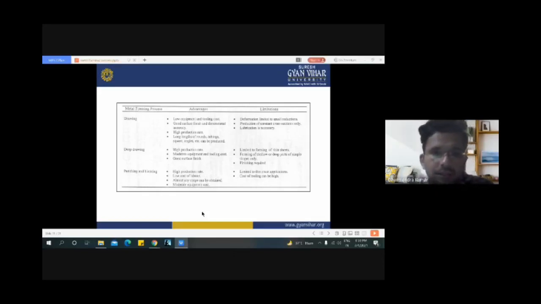Here is one type of drawing process, deep drawing, with advantages like high production rate, moderate equipment and tooling cost, and good surface finish. The limitations of deep drawing are that it is limited to forming of thin sheets, and forming of shallow or deep parts of simple shape only. In this, a post machining process is also required.